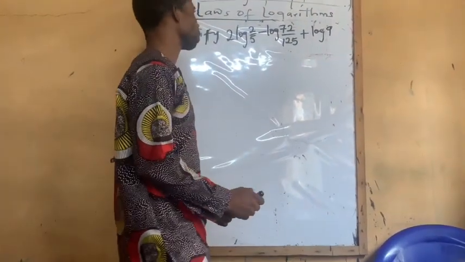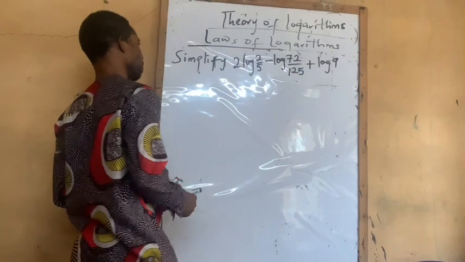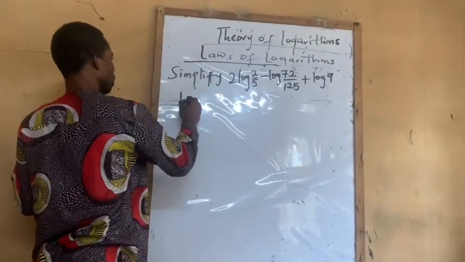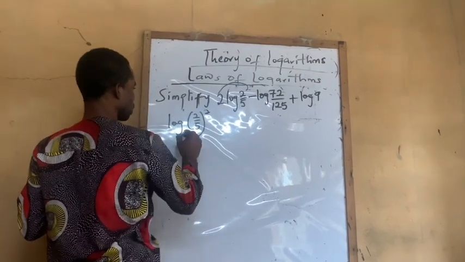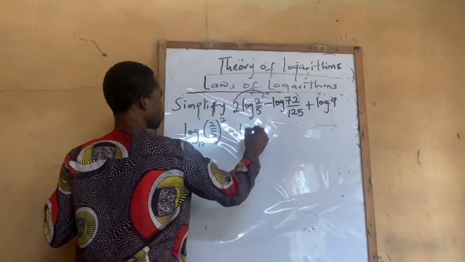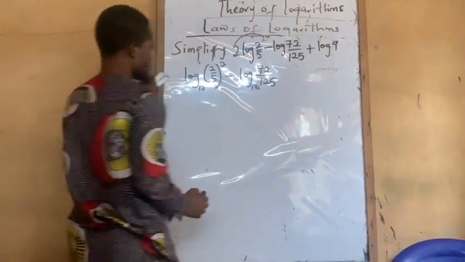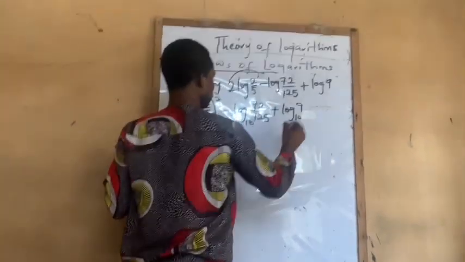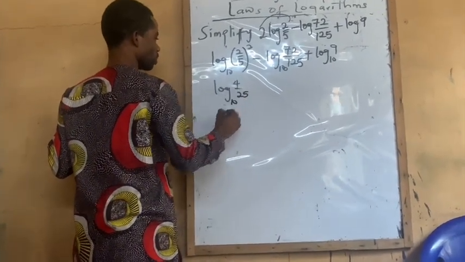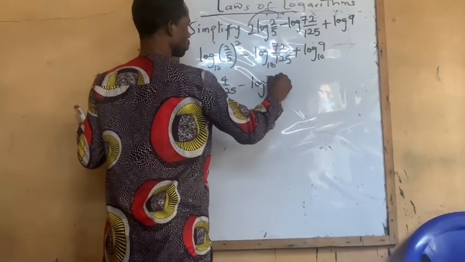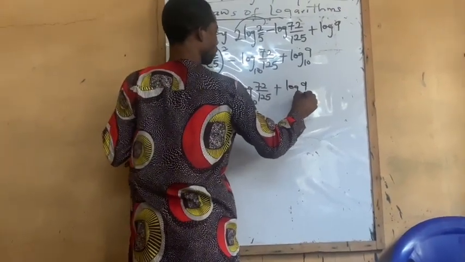Now, in this case, what do we do? There is no base here. What does that mean? It is having natural base called base 10. You can bring these two up here. It is possible. That means log, open bracket, bring this 2 over 5, you can bring this as base power 2. Put your base 10 natural base minus log 72 all over 125 base 10. When you don't see any base, it means it is having natural base called base 10, plus log 9 base 10. So what next? That will be log 2 raised to the power 2, 4 over 25 base 10 minus log 72 all over 125 base 10 plus log 9 base 10.